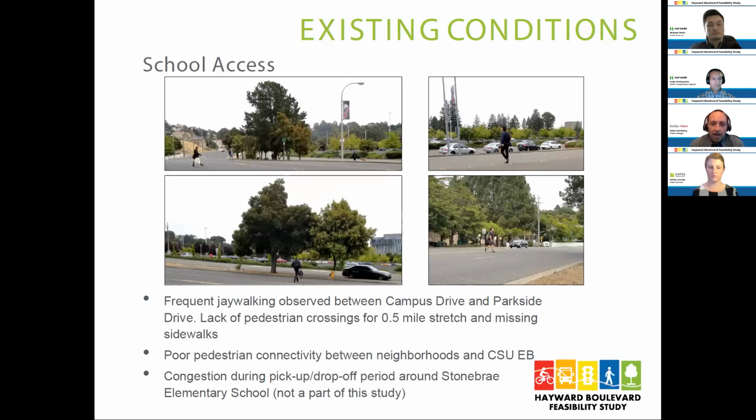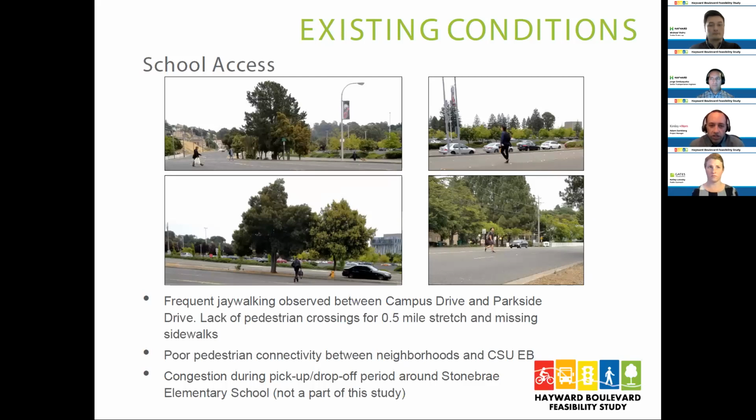There's a large gap in where there's signalized crossings of Hayward Boulevard. And so as a result, we observed a lot of jaywalking activity. Just in the morning period, I think we observed over 30 jaywalkers just to get to the school there. And so that's a product of not having sidewalks, it's a product of not having crossings of the roadway. And so obviously there's some safety concerns associated with it and something to be addressed as part of this project.